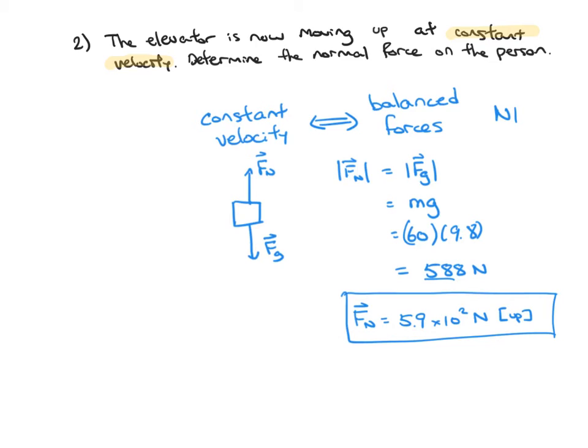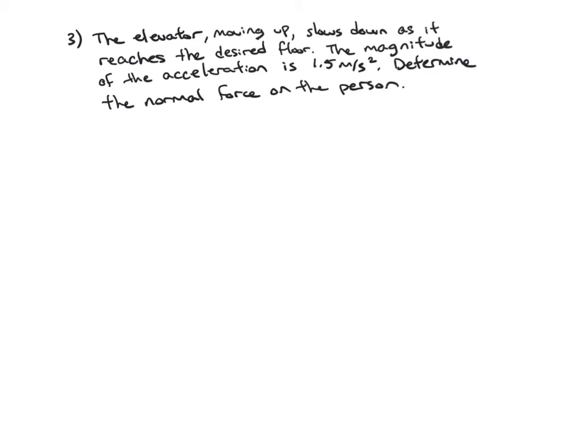Okay, so that's when the elevator is going at constant velocity. Number 3, the elevator moving up slows down as it reaches the desired floor. The magnitude of the acceleration is 1.5 meters per second squared. Determine the normal force on the person. Okay, so it's the same person, same elevator. So same person, 60 kilograms.